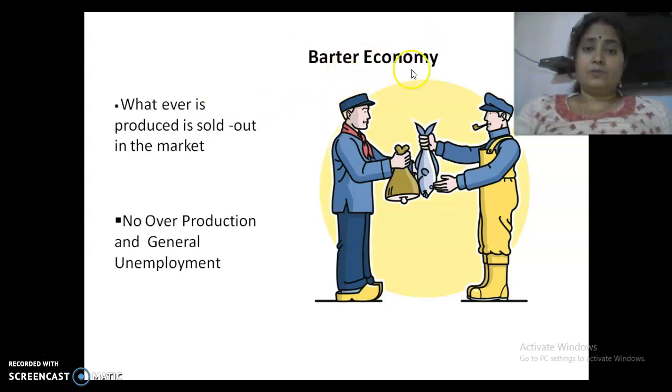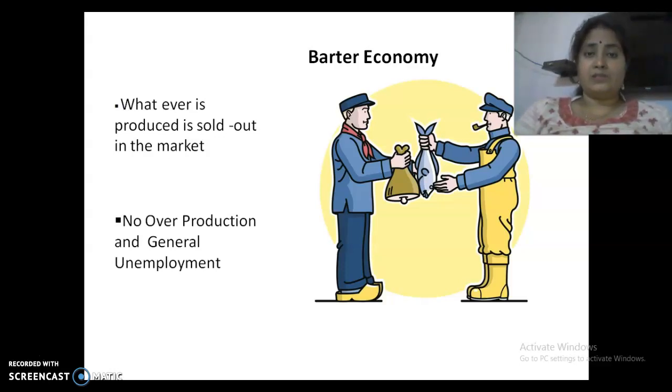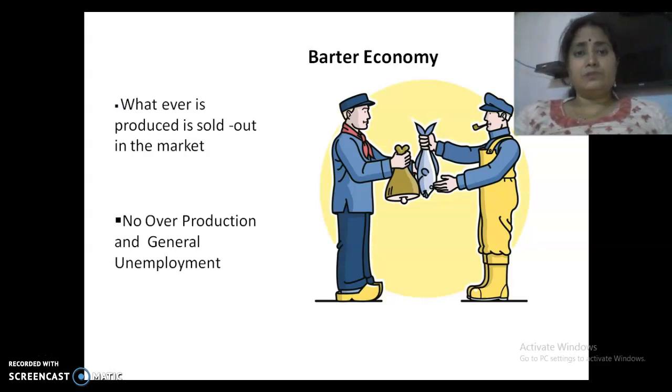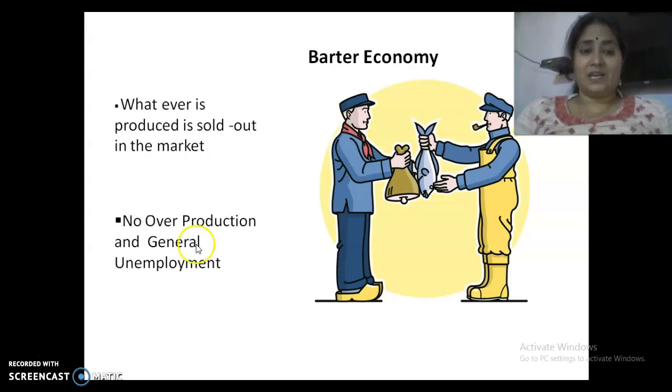First, you know about what is barter economy. Barter economy is the economy where goods are exchanged for goods. So, a commodity is produced which will be brought to the market and that will be exchanged for another commodity. That commodity which is brought to the market will create its own demand in the market. So, whatever is produced will be sold out in the market and there will be no overproduction and unemployment.